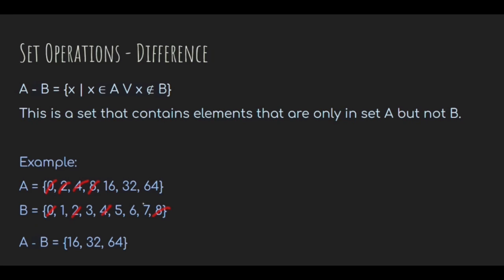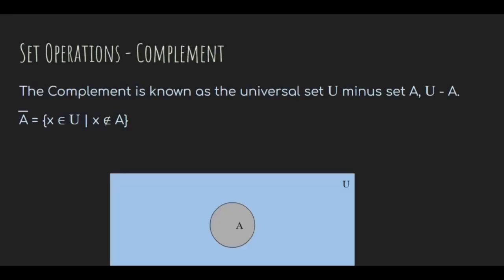You don't care about the other elements in set B. These are irrelevant to you because you're doing A minus B. So then these are the only numbers that you have left. Therefore, 16, 32, 64 is your set for A minus B. If this was B minus A, your set would be whatever I scribbled out in purple for set B. So that would be 1, 3, 5, 6, and 7. That would be B minus A.